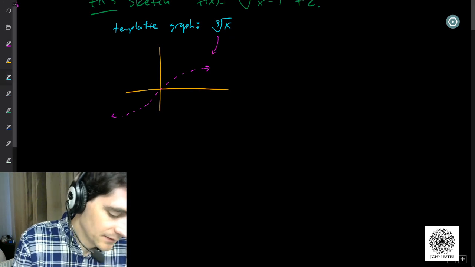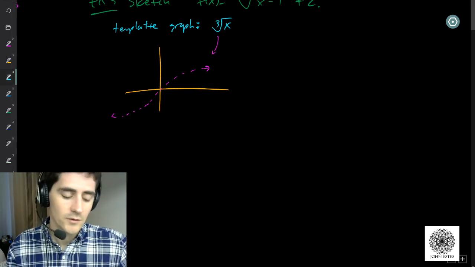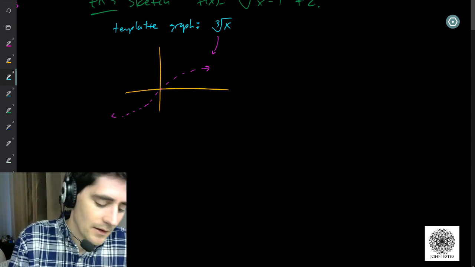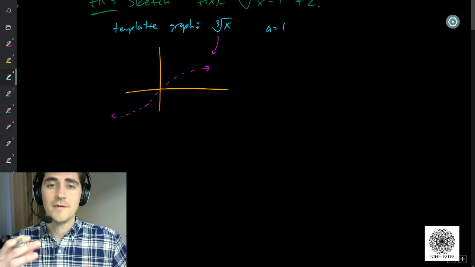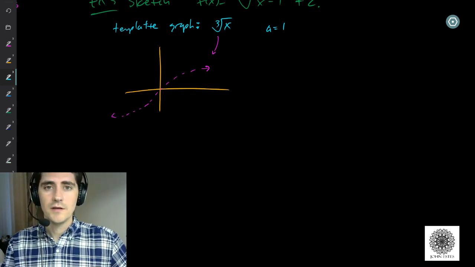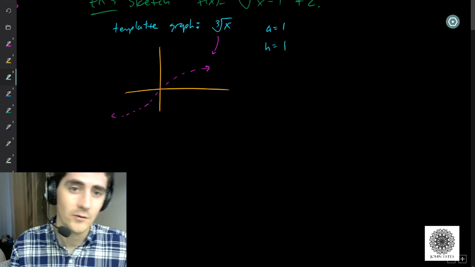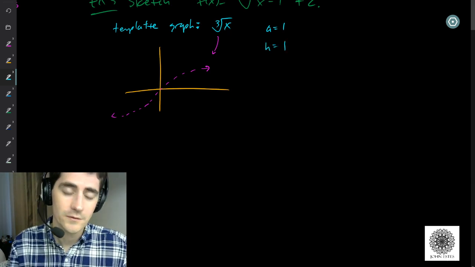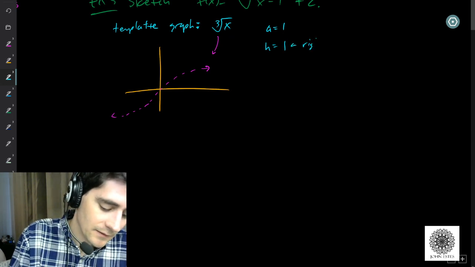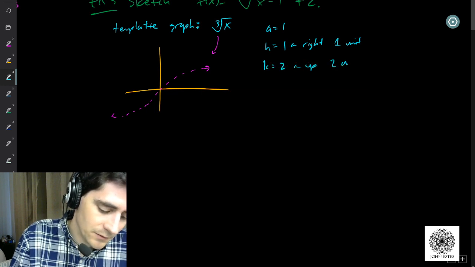Now, we also need to identify, in the cube root of x minus 1 plus 2, let's see, a here is 1. So that means my stretch factor is not any different. And we'll look at an example of that in a little bit. H is positive 1. So that means I have a horizontal shift to the right 1 unit. And my K is positive 2. So I'm going to go up 2 units.